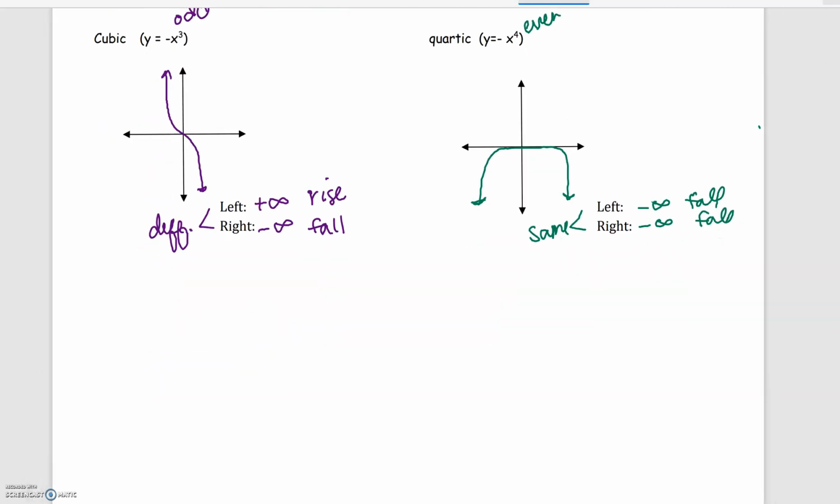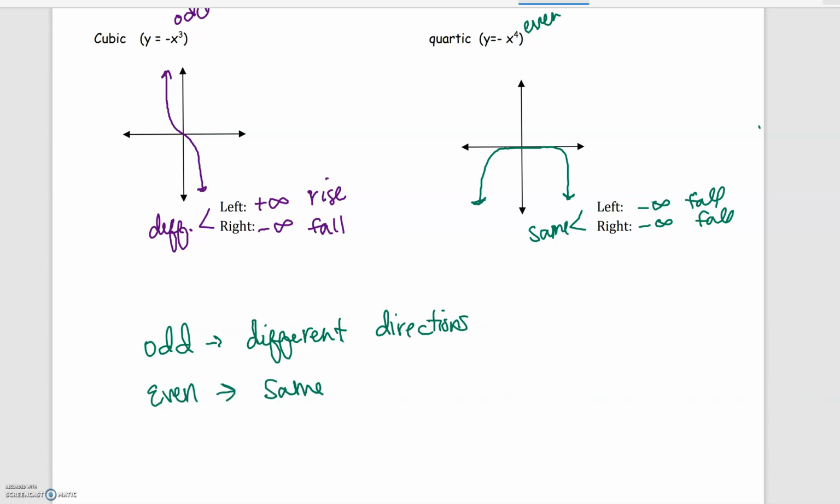So to summarize, when they are odd, they go different directions. When they are even, the highest degree, they go the same direction.